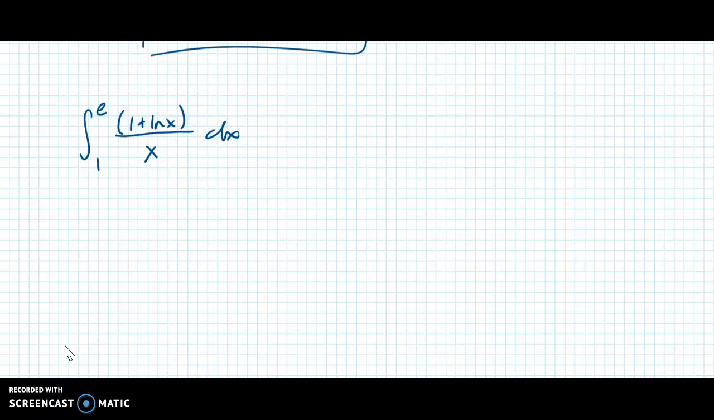What I want you to see is that, do I want to rewrite this a little bit so you can see it a little bit better? You might already see the u sub. Integral 1 to e, I'm going to write 1 plus ln x times 1 over x dx. I just moved this out so it's in between these two pieces. And I think you should see that I got an ln here and a 1 over x dx.